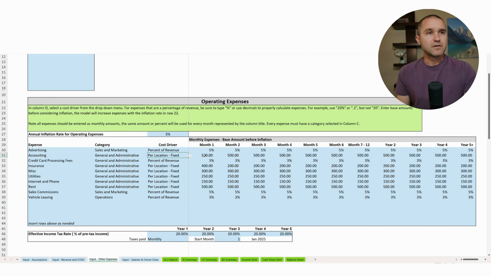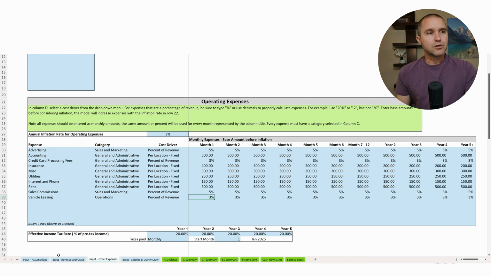Now, if you have an accounting expense, for example, you might have an accounting expense for each new location that you open. Again, we only have one location built into this template, but we're saying $500 per location. So if you were to add in future locations, this is automatically going to add another $500 a month for the second location, for the third location, and so on. Credit card processing fees, that's a good example of something that would be a percentage of revenue. And then we've got sales commissions, and then vehicle leasing.